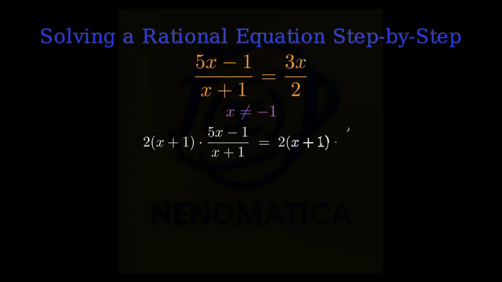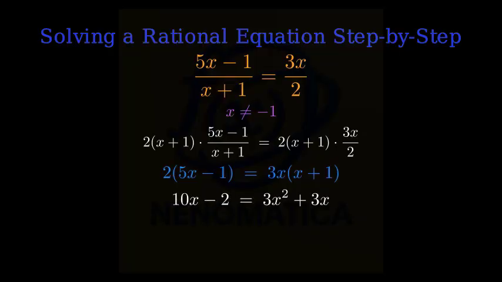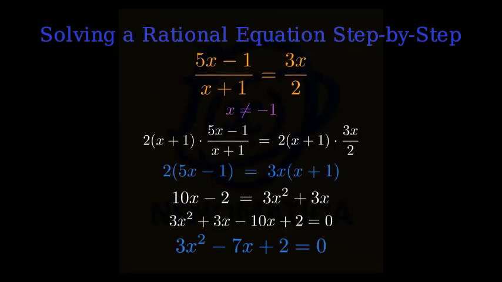Next, clear the denominators by cross-multiplying. Multiply both sides by 2 times the quantity x plus 1. That gives 2 times the quantity 5x minus 1 equals 3x times the quantity x plus 1. Now distribute to expand both sides. 2 times 5x minus 2 equals 3x squared plus 3x. Bring all terms to one side to form a standard quadratic equation. Subtract 10x and add 2 to the right side, or equivalently move everything to the left.